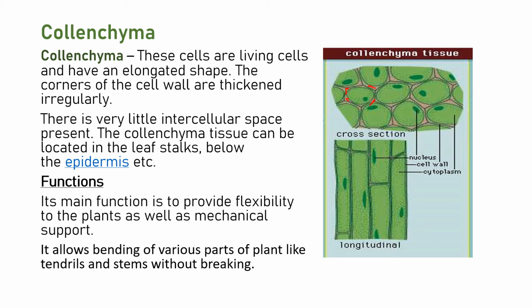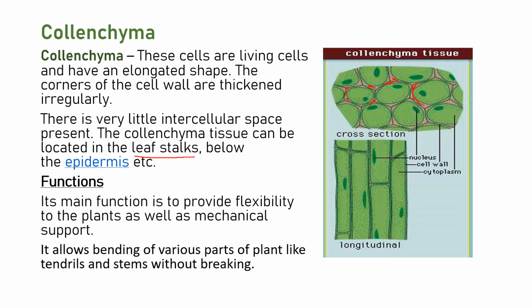So this is a peculiarity of collenchyma. Here see the corners are thickened irregularly, right? So this is a basic peculiarity of collenchyma. They are elongated, and if you see there is very less intercellular space. Very little intercellular space is present in collenchyma, right? And where are they found? Location is very important. Leaf stalks and below the epidermis. They are present in leaf stalks and below the epidermis, right?